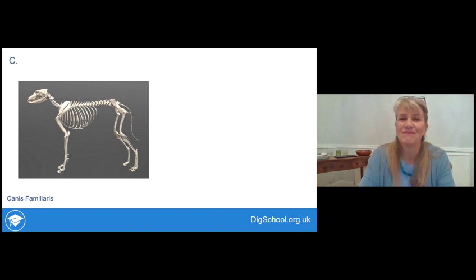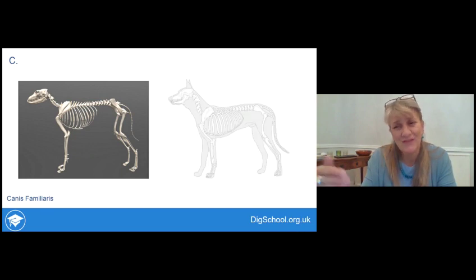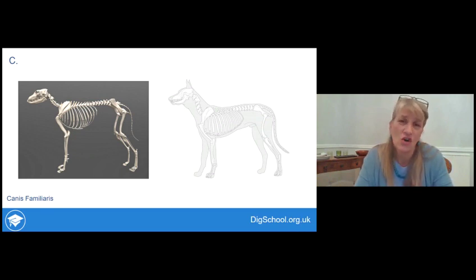So next one then, Canis familiaris. Is it familiar to you? It's a little bit of a difficult one, this perhaps in some ways, because this particular species comes in lots of different shapes and sizes. But what it actually is, and again, when you see it with the skeleton and the outline of the animal as it would have been in life around it, it's a dog, a domesticated dog.